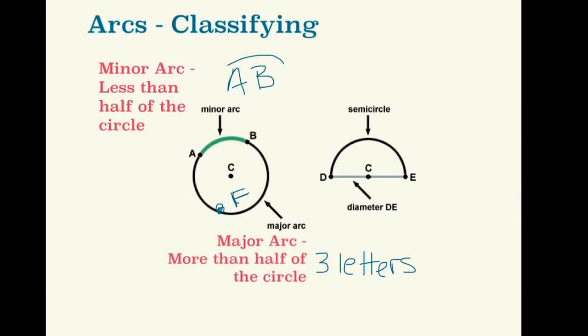Because if I just say AB again, you would be confused. Did I mean to go the short way or did I mean to go the long way? So if I use 3 letters, then I could say we have arc AFB, and we trace them in order. And anytime you name points that create an arc, those points should be on the outside. So I would never use point C to name an arc in this circle.